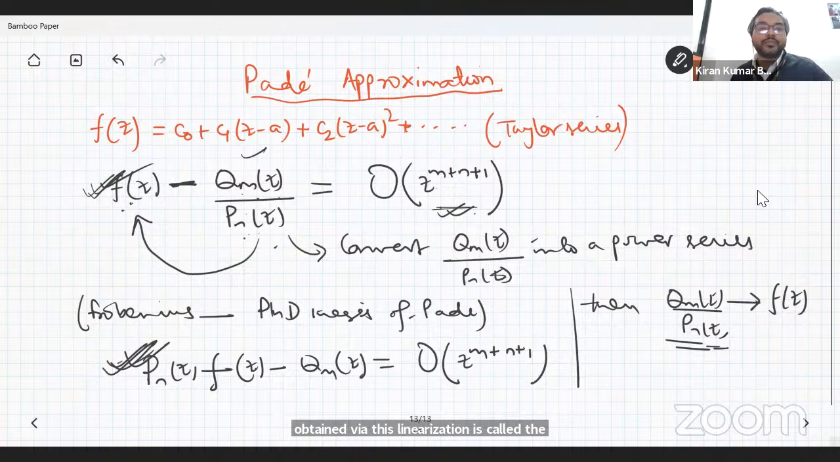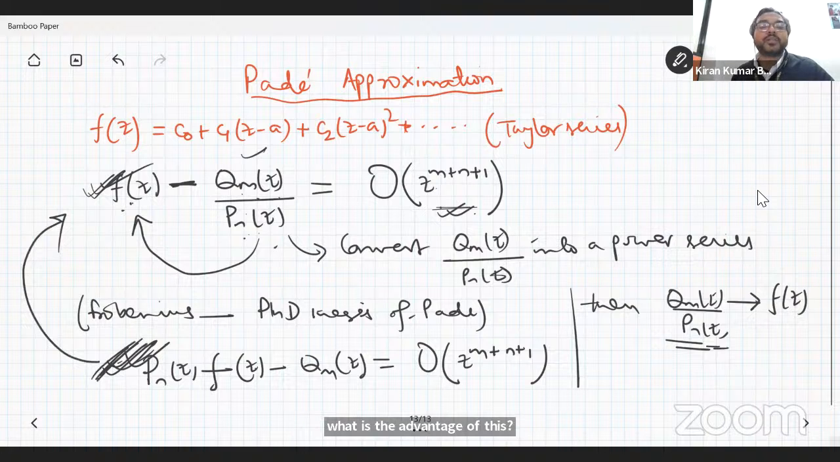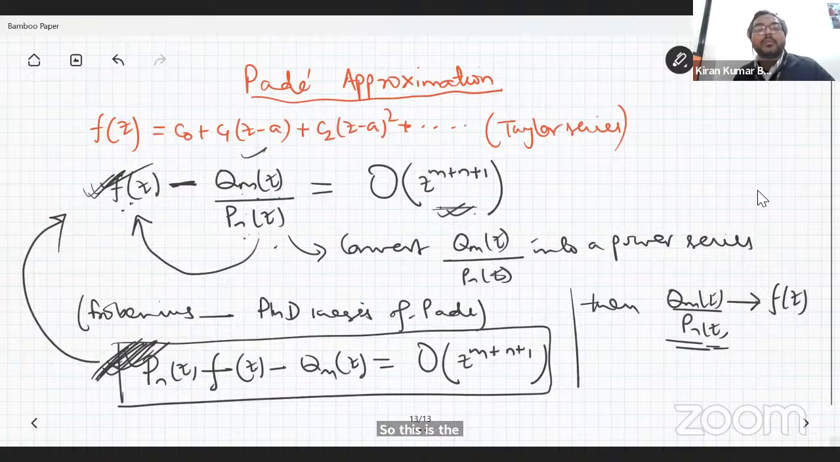Now, what is the advantage of this over this? I don't have to divide polynomials in this case. I will just multiply. So this is the idea behind Padé approximation.